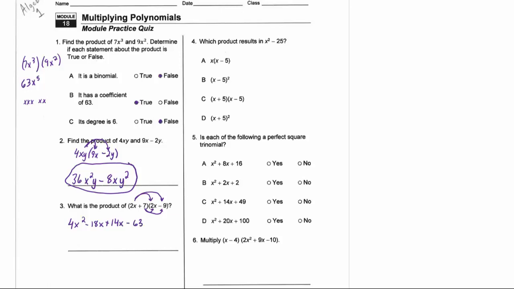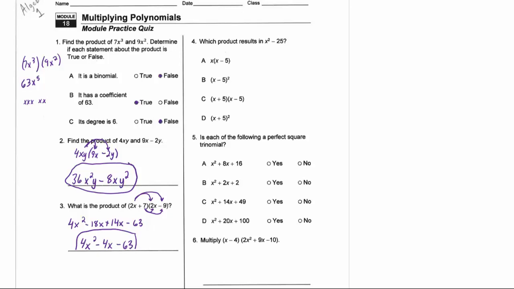Now, the vast majority of the time, not every single time, but so much of the time, when we FOIL or use the distributive property with a binomial times a binomial, the middle terms end up being like terms. So we want to do 4x squared, negative 18x plus 14x is a negative 4x, and then the negative 63 stays negative 63. Just the middle terms were like terms, so the front term and the last term stay the same.